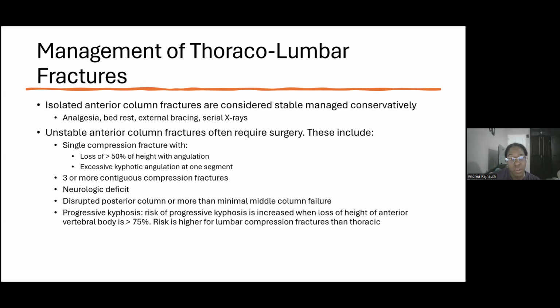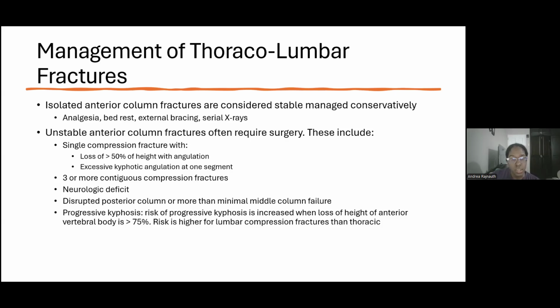So management of thoraco-lumbar fractures. An isolated anterior column fracture is considered stable and managed conservatively. This usually involves analgesia, bed rest, external bracing, and serial x-rays. Unstable anterior column fractures require surgery.